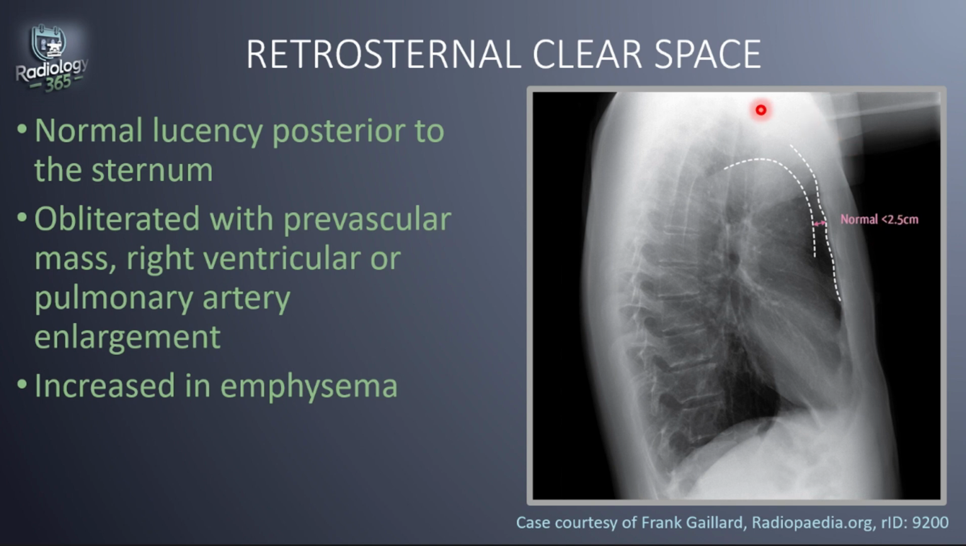So in this lateral radiograph, we see the normal retrosternal clear space as this area of lucency just behind the sternum. And like we said, when this clear space is not seen, it could be a mass filling that space or right ventricular enlargement. You know, the right ventricle is an anterior chamber, and so if it were enlarged, it would also fill this space, amongst others.